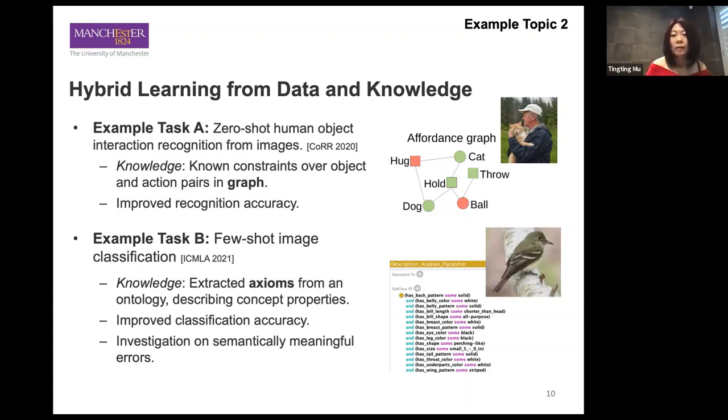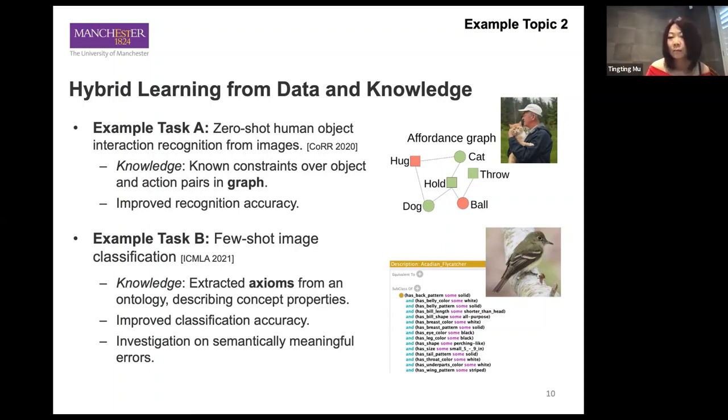So we work under the zero-shot learning setup. This setup means that when you train your model, you don't feed the model any label information regarding the interaction you recognize. To achieve this, we construct constraints over the object and action pairs and use them as our knowledge. We call it an affordance group graph.